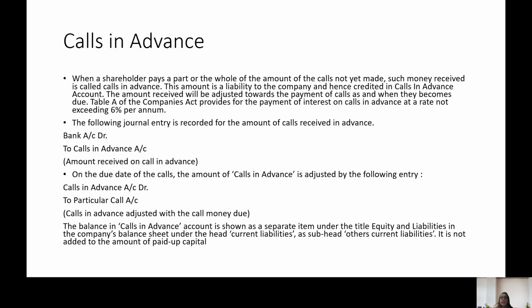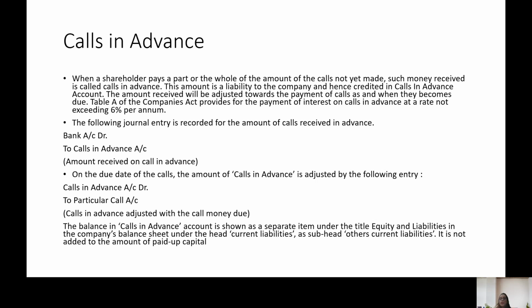Now the interest rate can be decided like this: Table A of the Companies Act provides for the payment of interest on calls in advance at the rate of not exceeding 6% per annum, right? So the entry will be bank account debit to calls in advance for the amount received on calls in advance. Now on the due date of the call, the amount of the calls in advance will be adjusted by this entry: calls in advance account debit to the particular call, that may be first call, that may be second call.